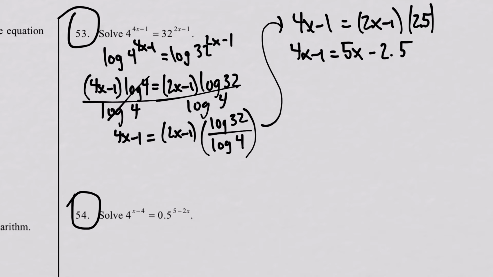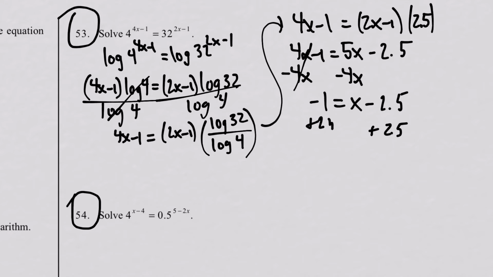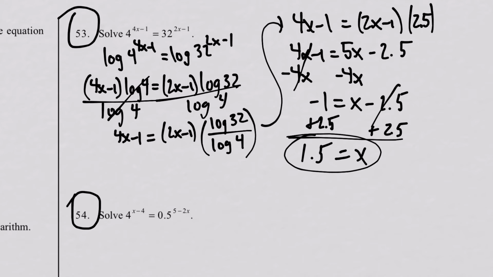And now all I have is just a simple linear equation that I can solve. I am going to subtract 4x on both sides. That cancels, so it's minus 1 equals x minus 2.5. I'm going to add 2.5 on both sides. And so x equals 1.5, or 3 halves. That's your final answer.